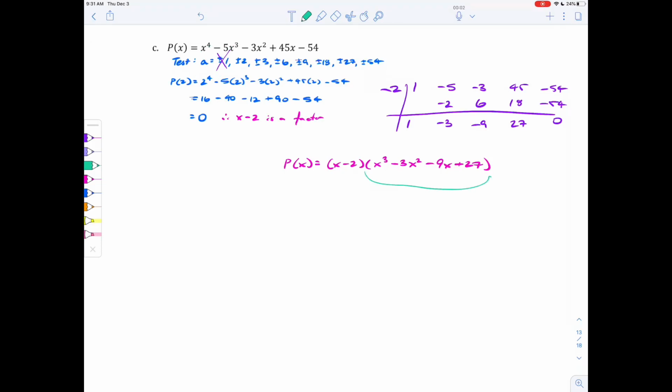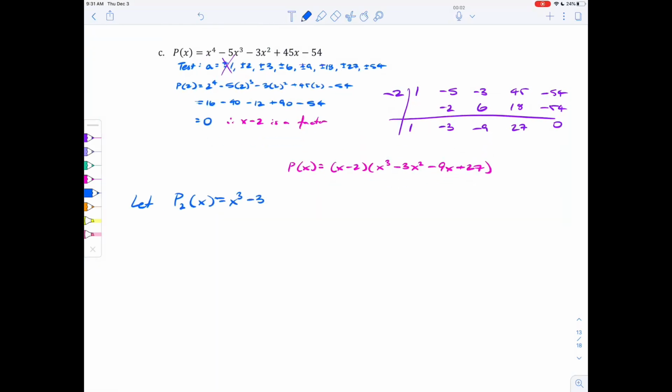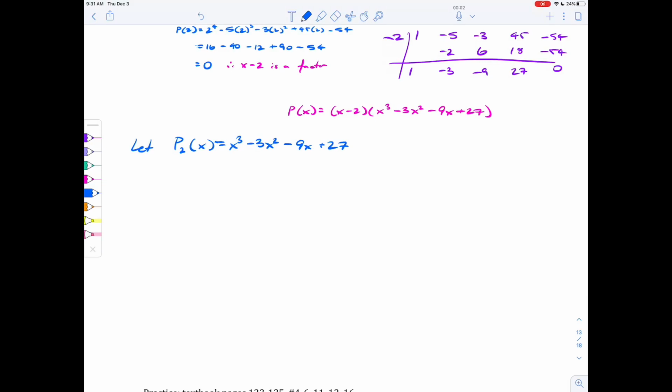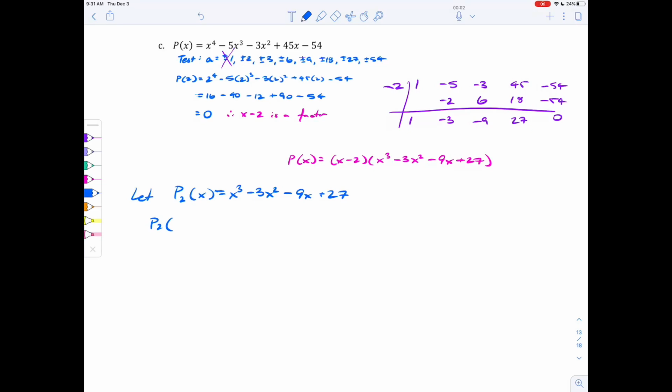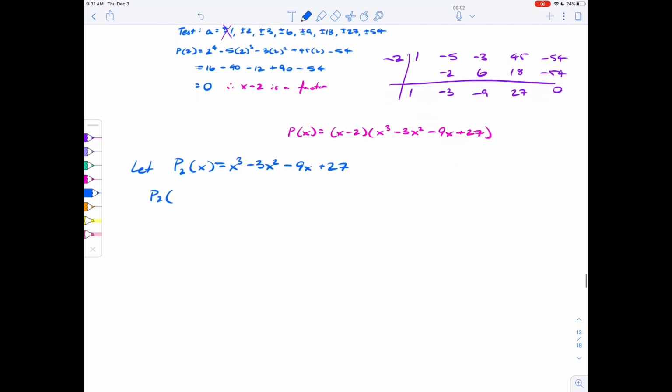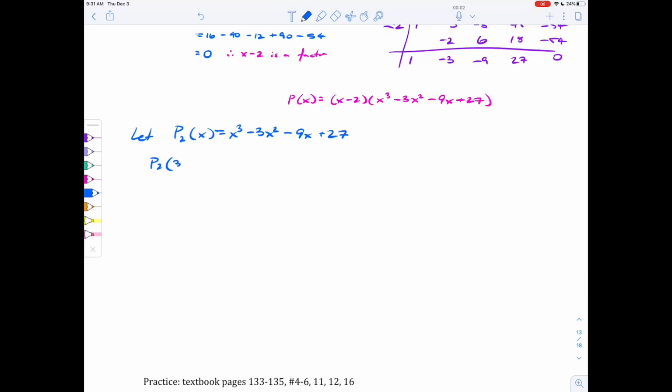Now, in testing stuff for this, I will have it with its own definition. I can say that P2 of x will be that new quotient of x cubed minus 3x squared minus 9x plus 27. And then I'll proceed to plug things into that. Again, try things out, see what works. I'll let you know that I stumbled upon this. So showing that test, I've got 3 cubed minus 3 times 3 squared minus 9 threes plus 27. Working that out, I get my 0 there. All's hunky-dory. So I can say that x minus 3 is a factor.